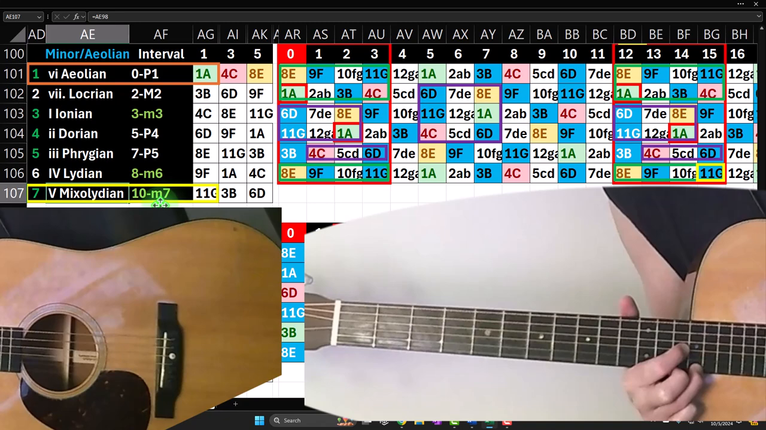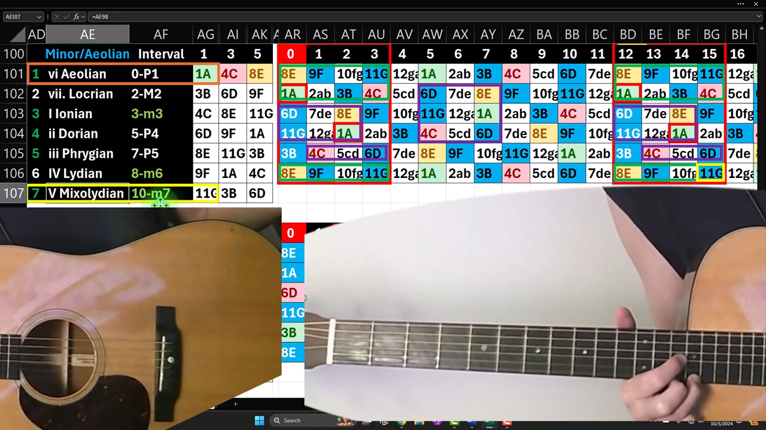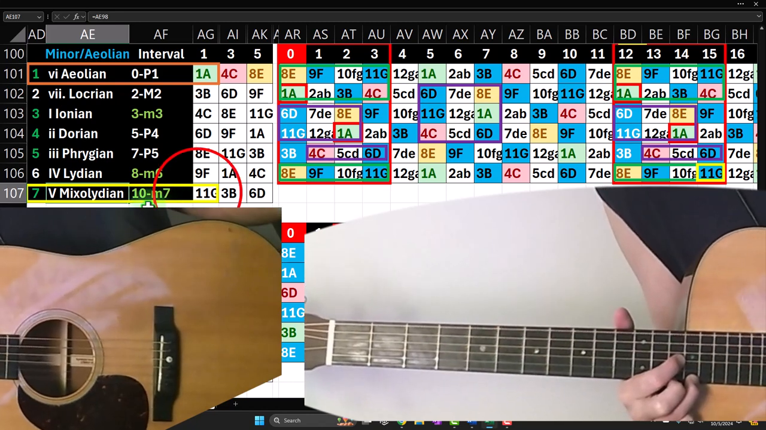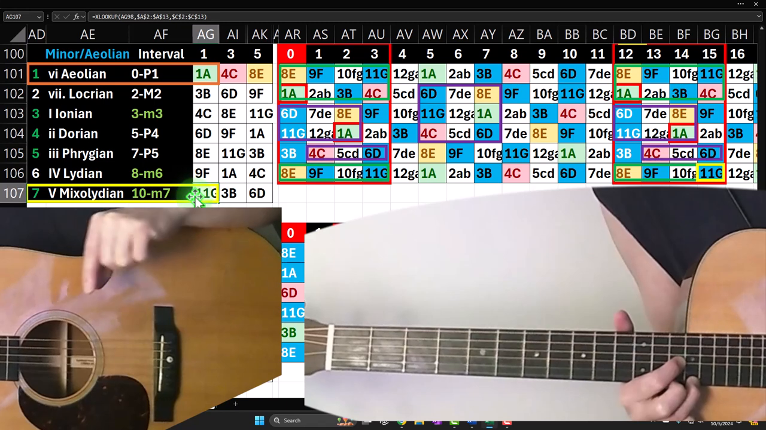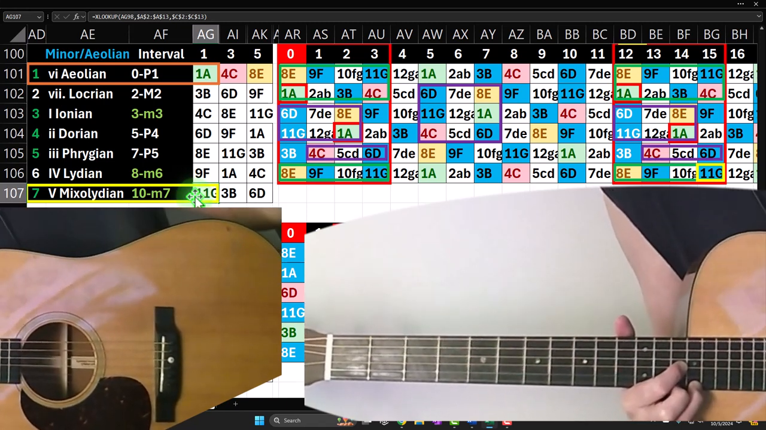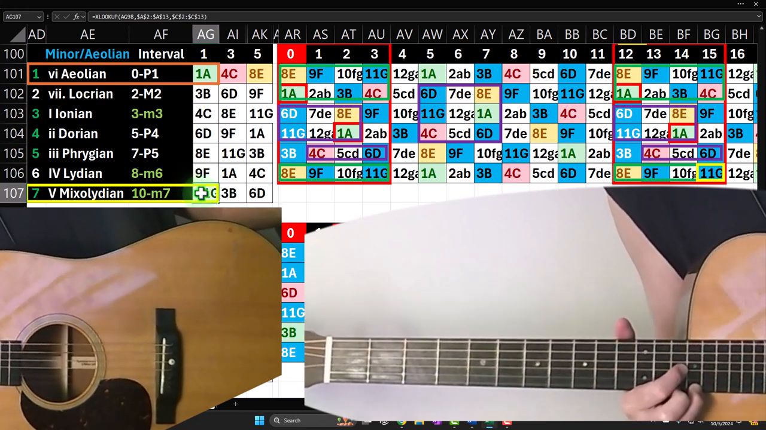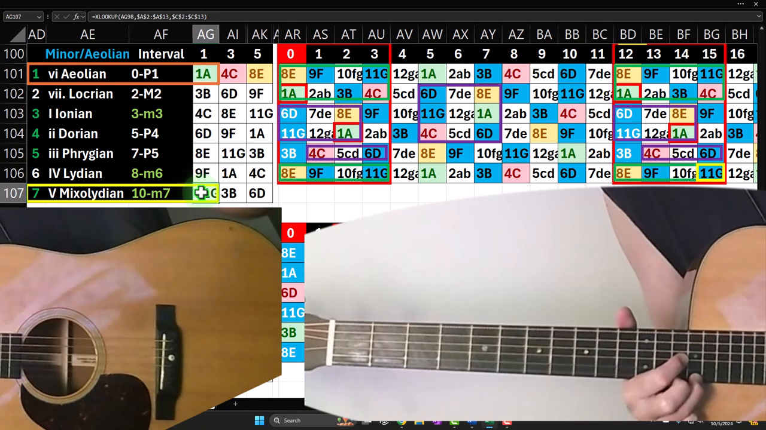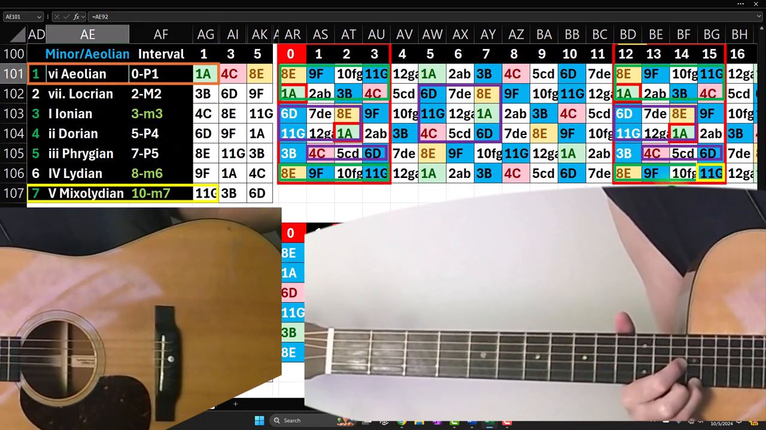Beyond that, I know that the fifth mode is Mixolydian, so I can build my intervals around that G if I wanted to build a chord that includes all of the major intervals, but also the minor 7th related to this G would still be in the same key as the key of A minor that I'm in.